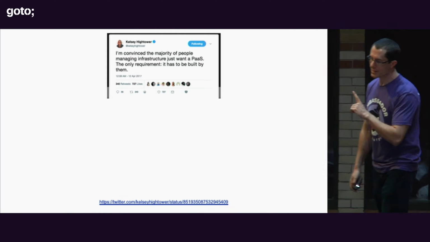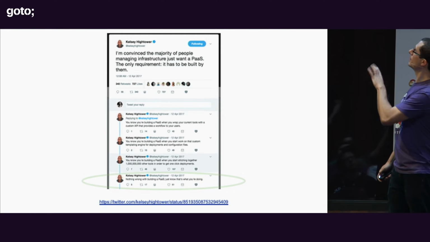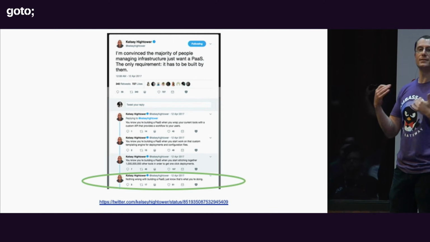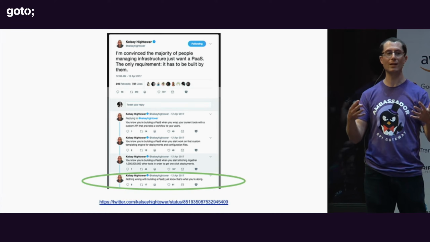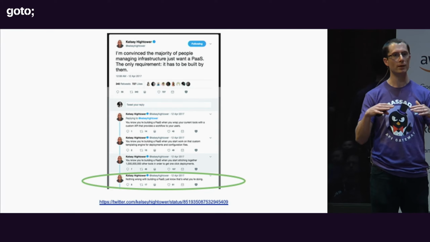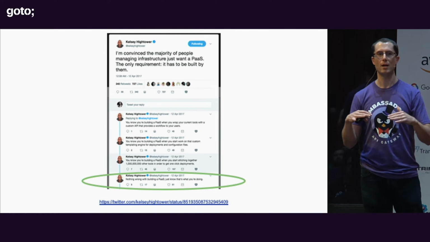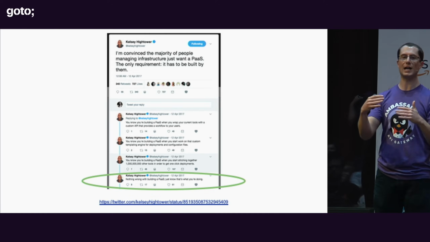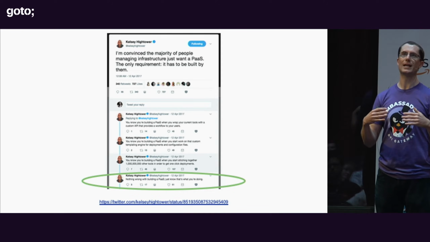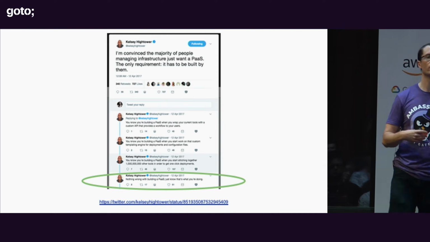Now, Kelsey makes a good point, and apologies again for the resolution, but that tweet says there's nothing wrong with building a platform. If you're using Kubernetes, you will probably have to build something on top, because it is not a full PaaS. But we need to recognize when we're building a platform and trade off. Can we buy some of this technology in? Can we maybe look at some open source solutions out there?